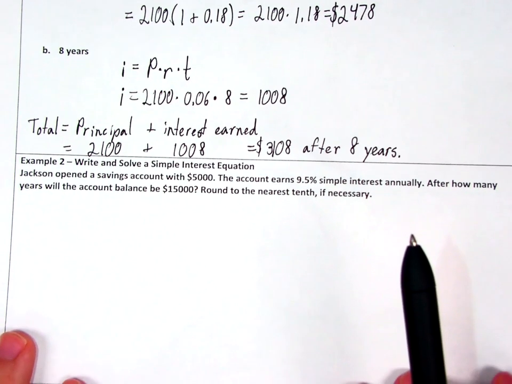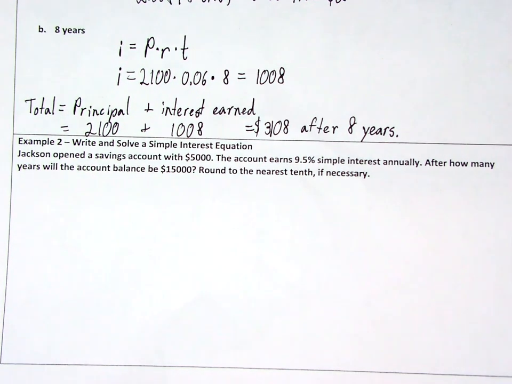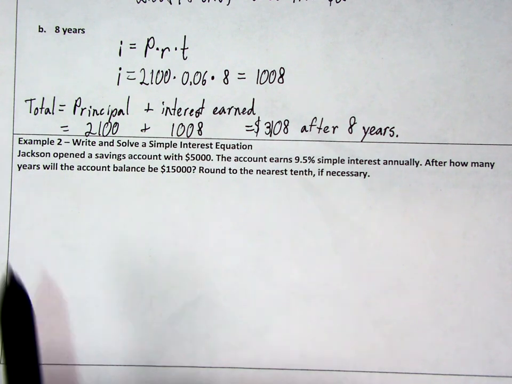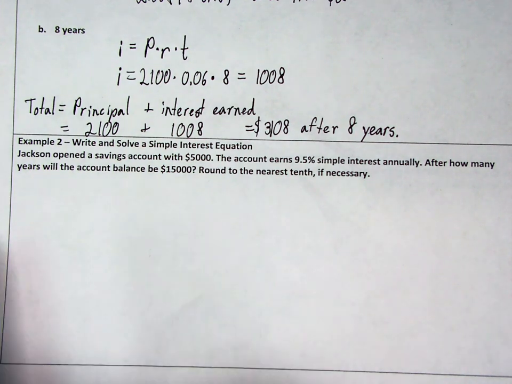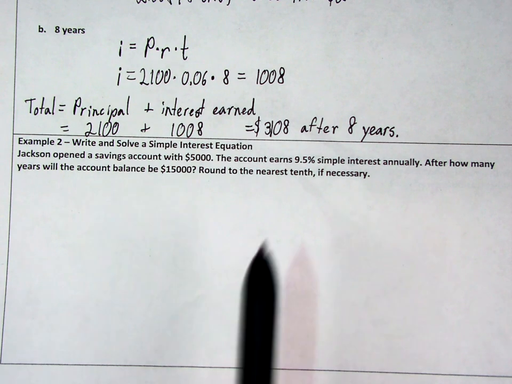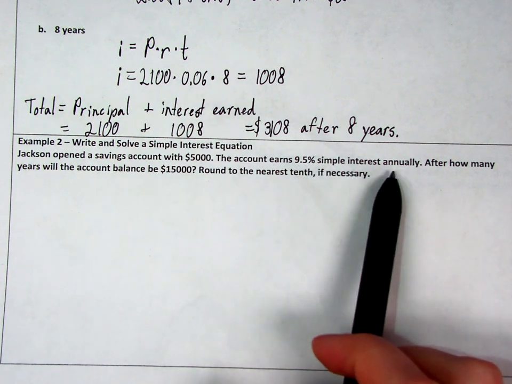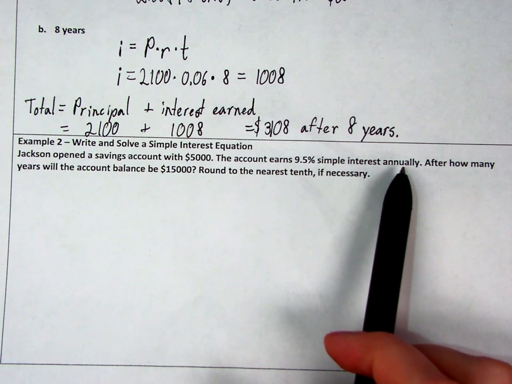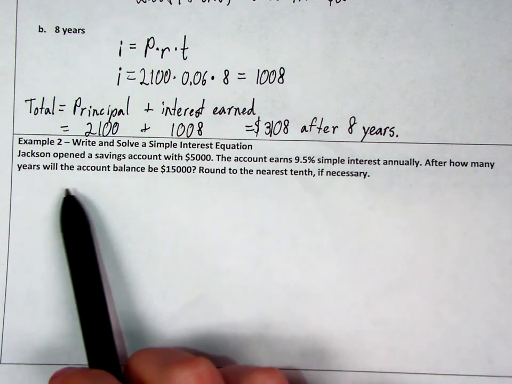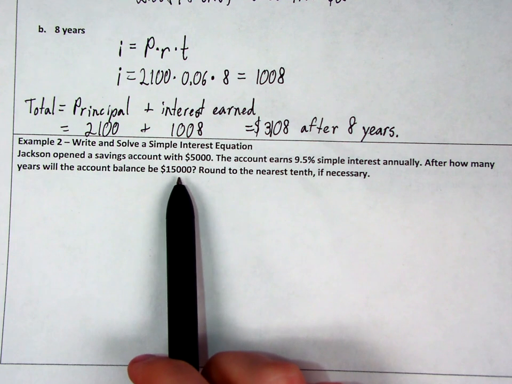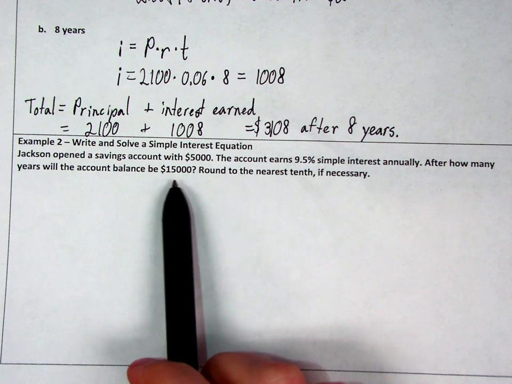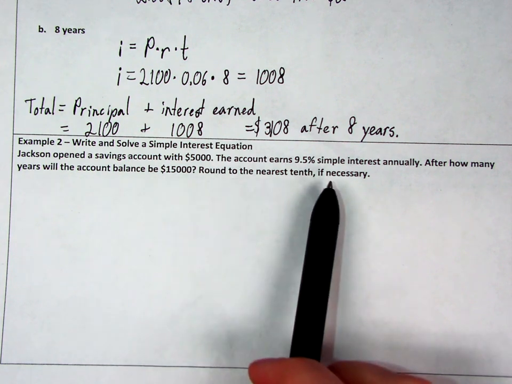We then took a look at example 2 and had a similar situation. Jackson opened a bank account with $5,000. The account earns 9.5% simple interest every year, annually. After how many years will the account balance be $15,000? We're going to round to the nearest tenth if necessary.